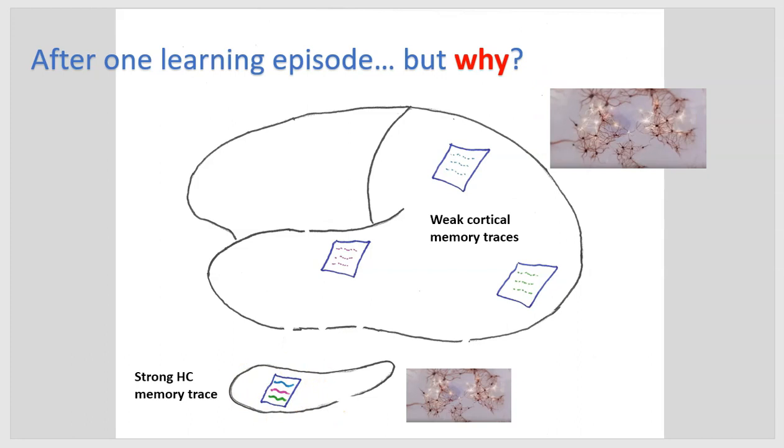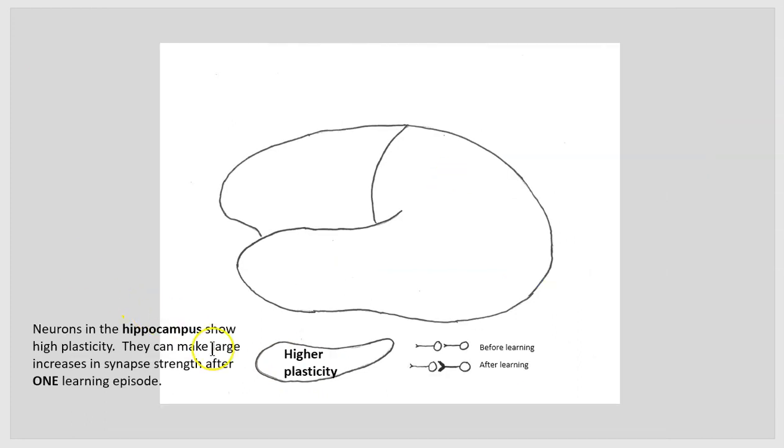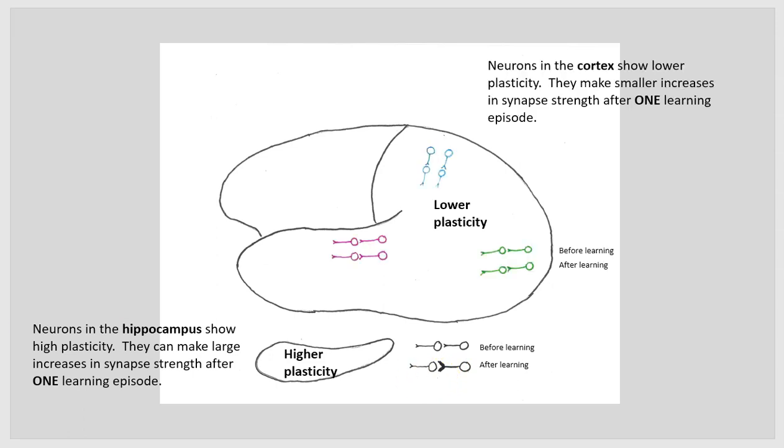Now, why is that the case? Well, one way to think about this is that not all neurons are created equal. The hippocampal neurons enjoy high plasticity, so they can make large increases in synapse strength after one learning episode. And we'll kind of show it over here with our icon. You see before learning, there's some baseline level of communication between these two neurons. After learning, we're showing the strength of the synapse has increased by just having a larger terminal there. That's our icon for a strengthening of synaptic connection there. By contrast, up in the cortex, the idea is cortical neurons show lower plasticity. They make smaller increases in synapse strength after one learning episode.